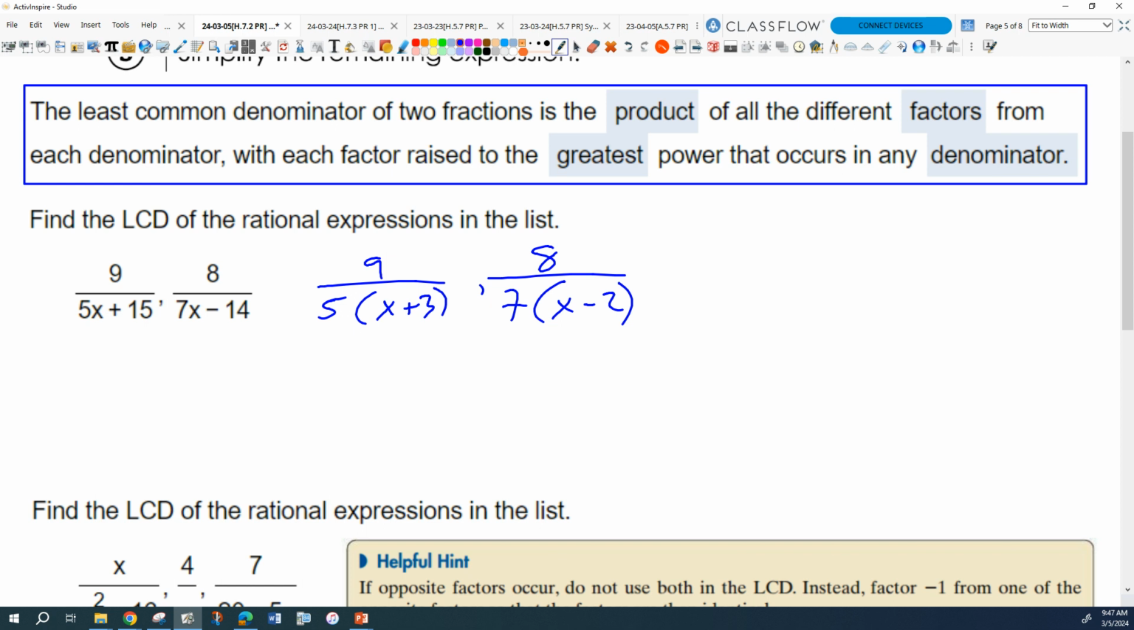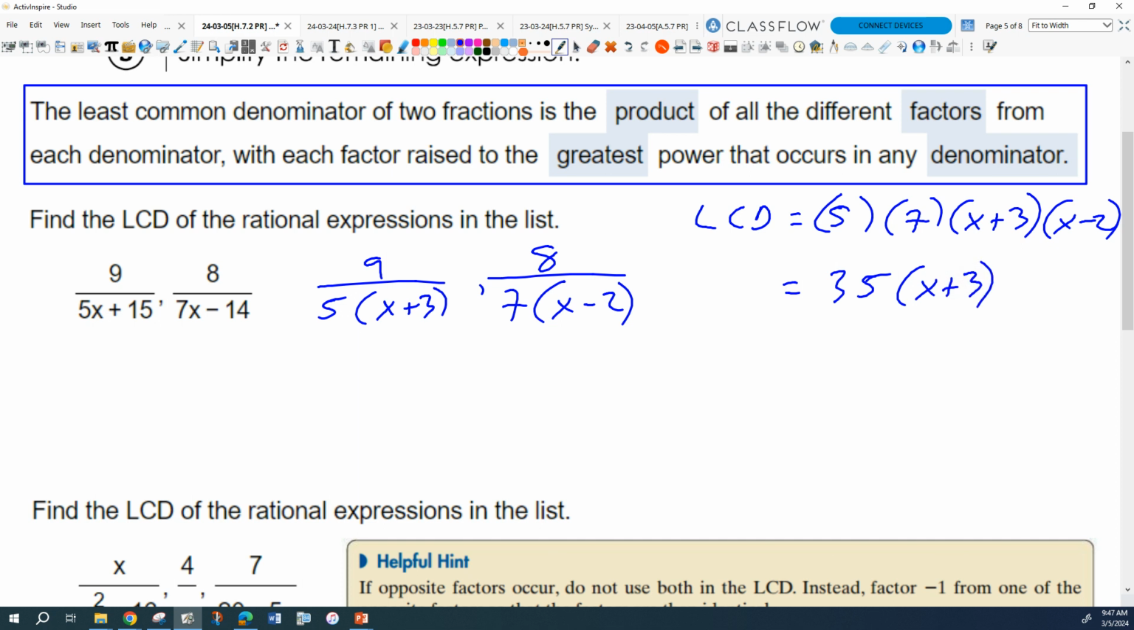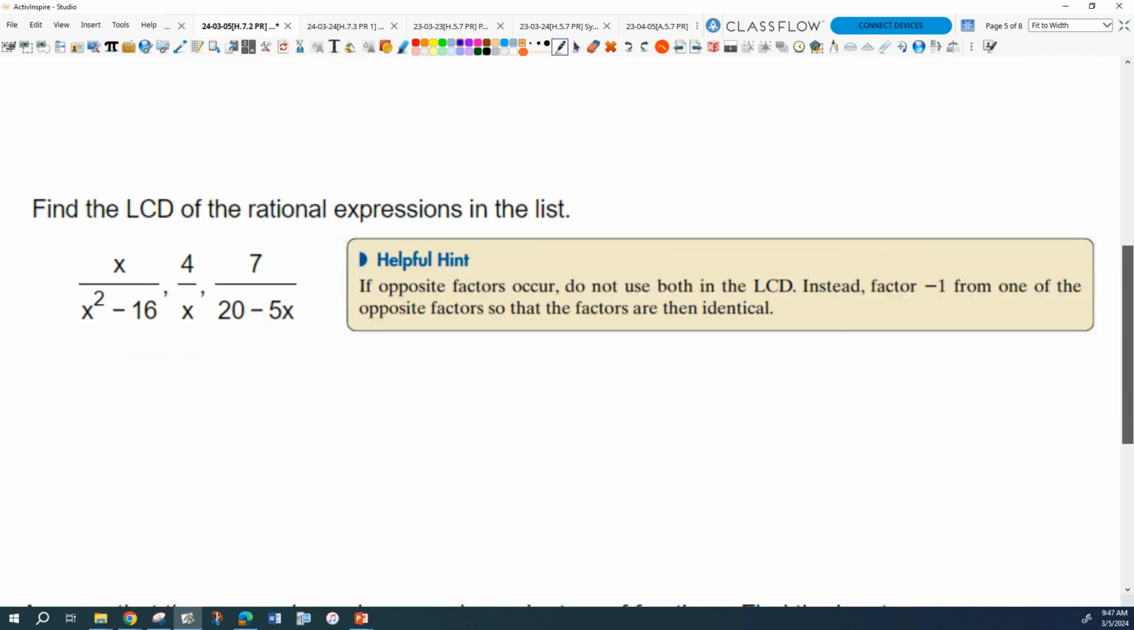So what's our LCD going to be then? Well, we have to have each factor that shows up. So we're going to have a 5, let's do the constants first. We've got a 7. We've got an x plus 3. And we've got an x minus 2. Now, we could combine the numbers. That's fine. So we could rewrite that as 35 times x plus 3 times x minus 2, but we'll leave it factored. That's our LCD.